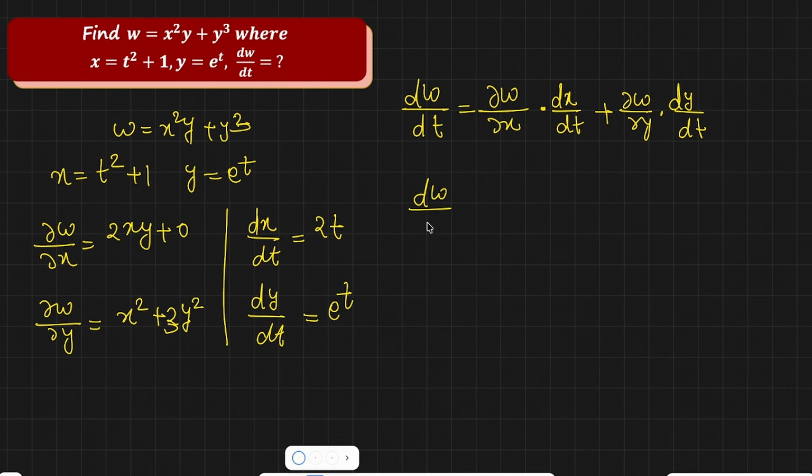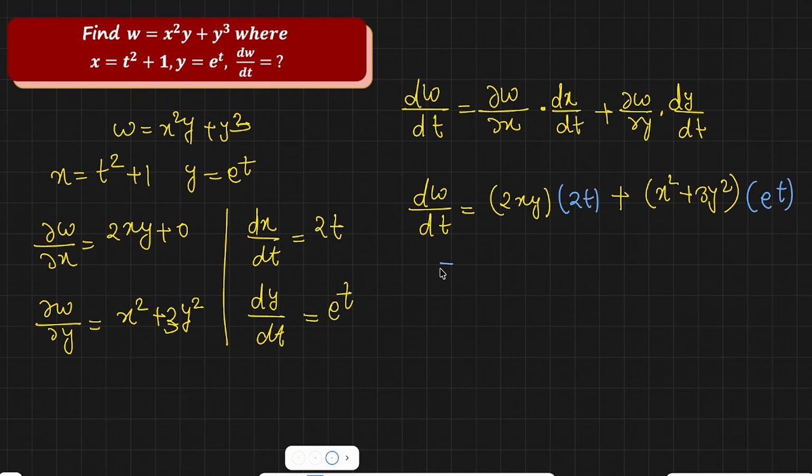Now put these values in dw by dt. The first term is 2xy, and dx by dt is 2t. Then plus x square plus 3y square, and dy by dt is e to the power t. So the answer is 4xy. Just try to understand: because I am differentiating with respect to t, this is 4xyt plus x square into e to the power t plus 3y square into e to the power t. This is dw by dt.